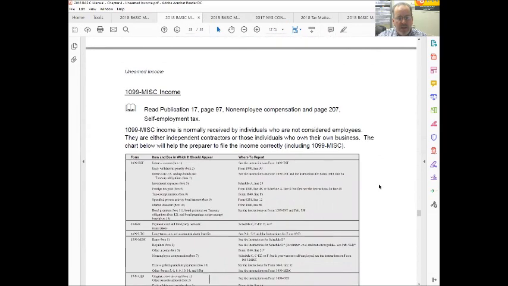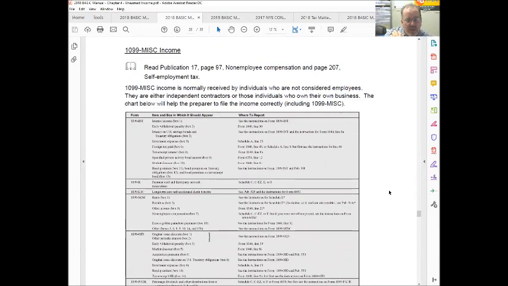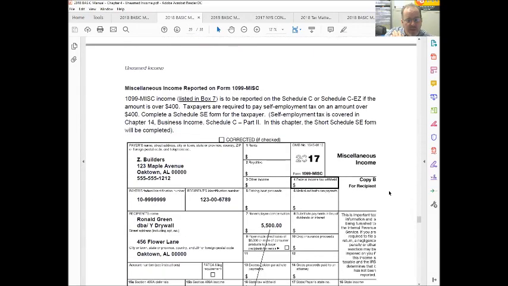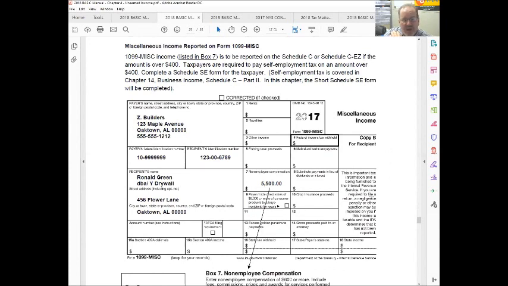1099 miscellaneous. Again, this is kind of a catch-all. This 1099 miscellaneous is a document that has a lot of squares for a lot of different things. Box 1 talks about rents. If I have somebody that has housing where they rent to somebody that is rent subsidized, they might get one of these from the city or the county. If you get royalties off of something, you wrote a book.